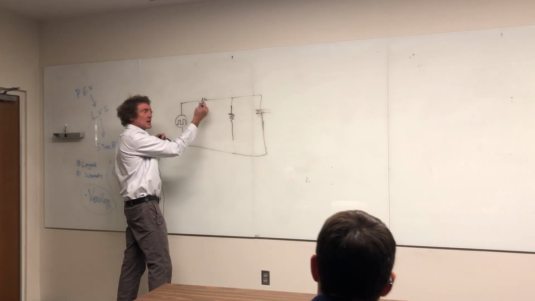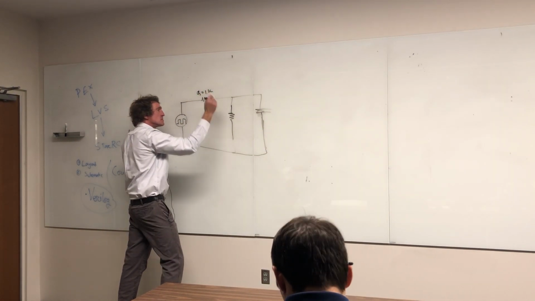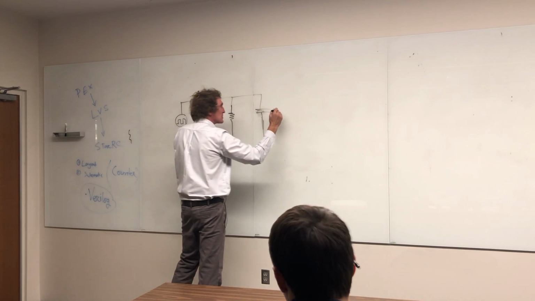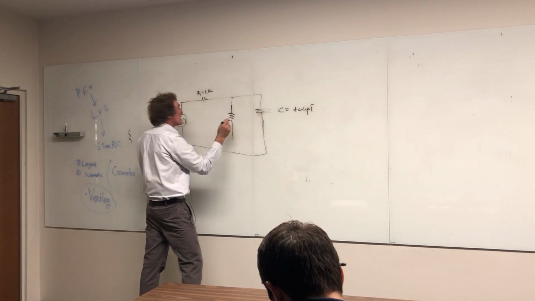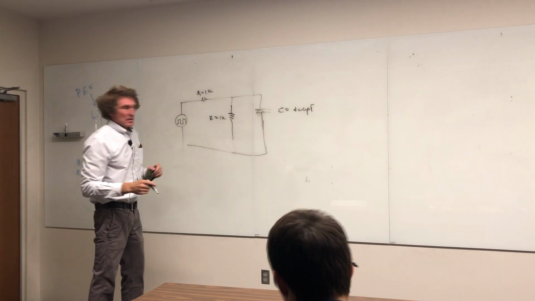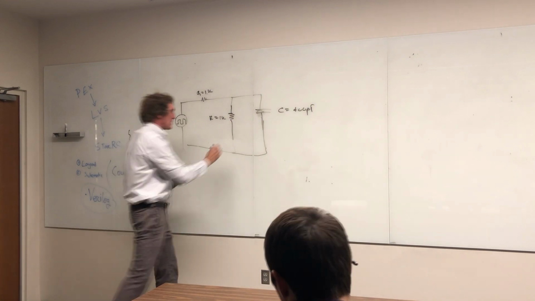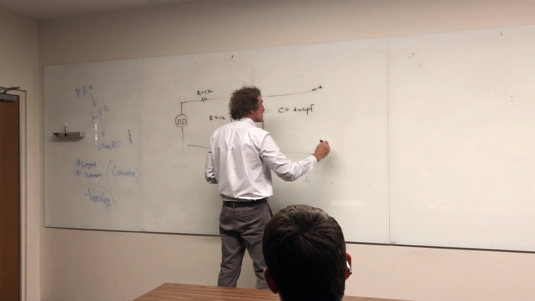What's this value? R equals 1K and C equals 400 picofarads. Yes. And what about this one? And then 1K. All right, good. Although they have it switched, they're parallel. Doesn't matter. And they want this output, right? They want the output of that.